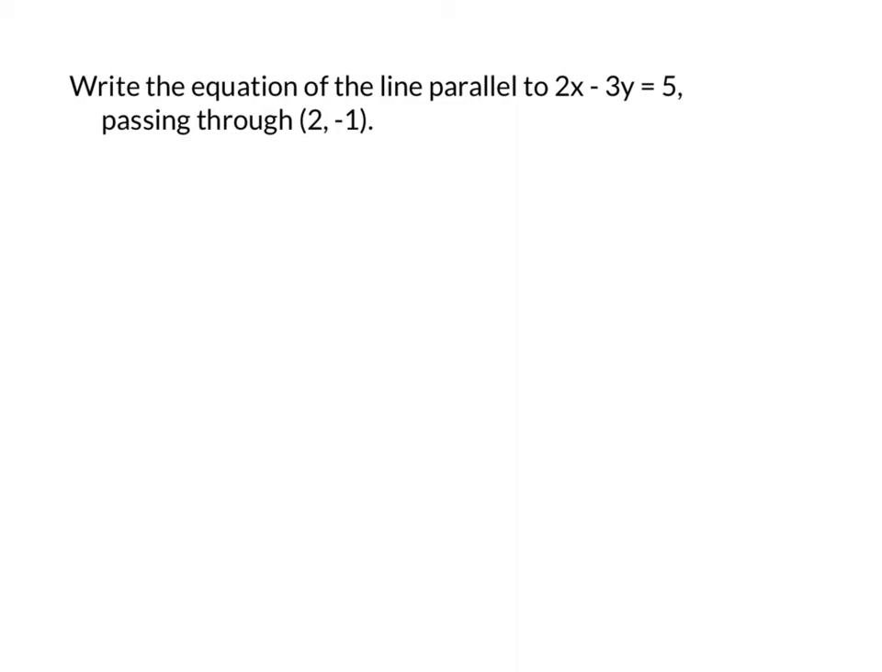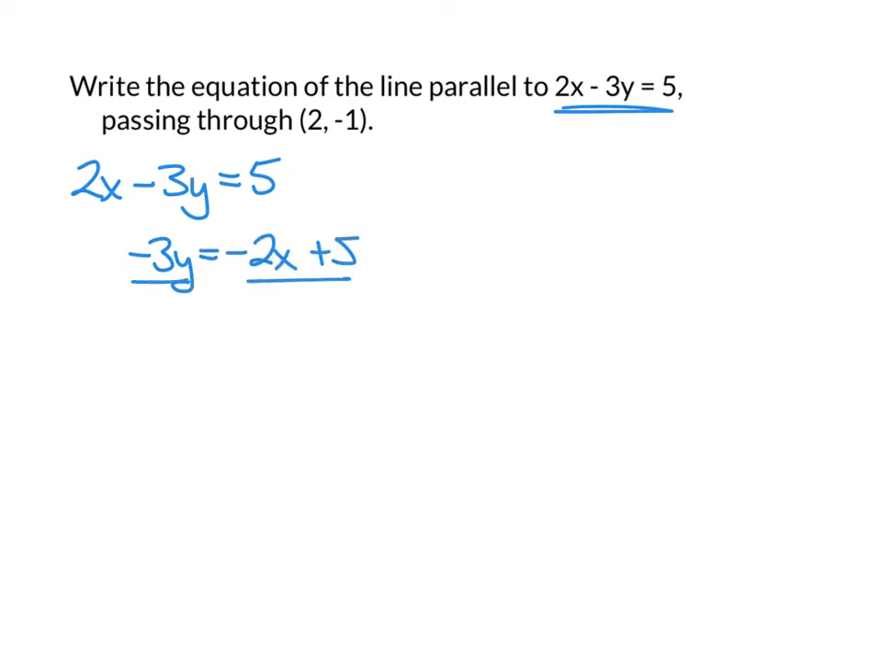Here we want to write the equation of a line that's parallel to 2x minus 3y equals 5, but passes through the point (2, -1). So two things we need are a point and a slope. I have a point, I need to find the slope. To do that, we're going to have to rearrange 2x minus 3y equals 5. The best thing to do, I would say, is to put it in slope-intercept form first. So I will subtract 2x from both sides, and then divide everything by -3.